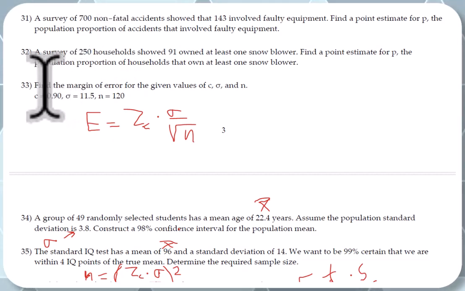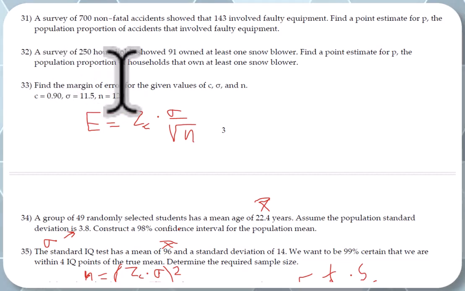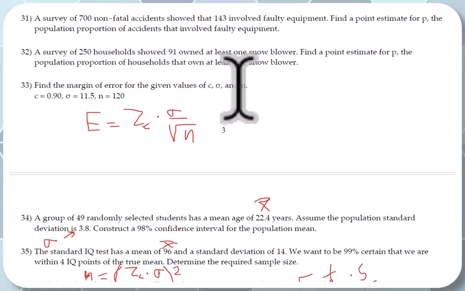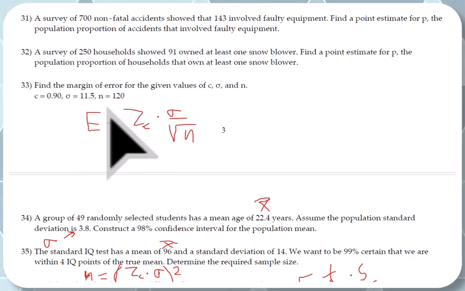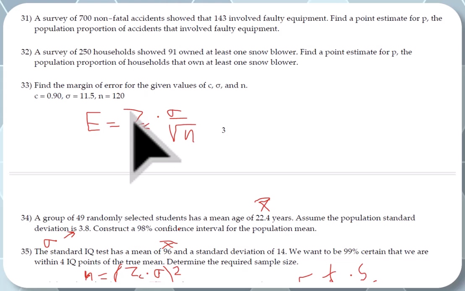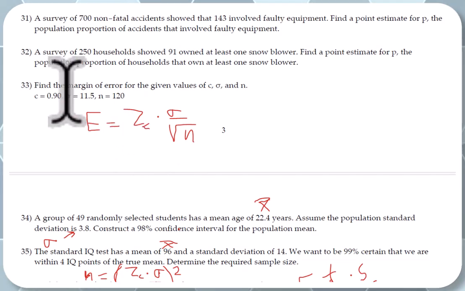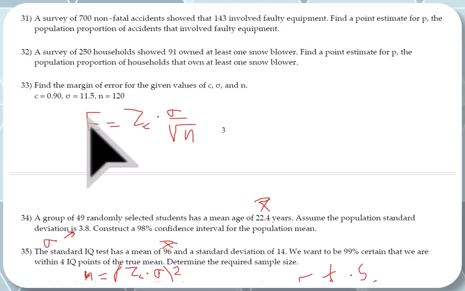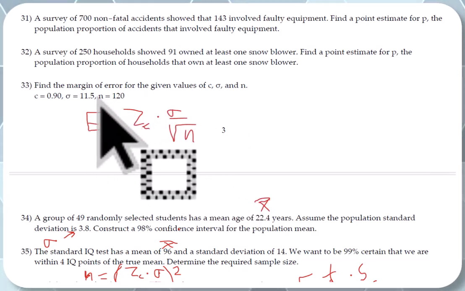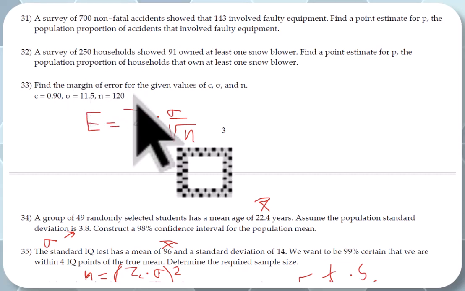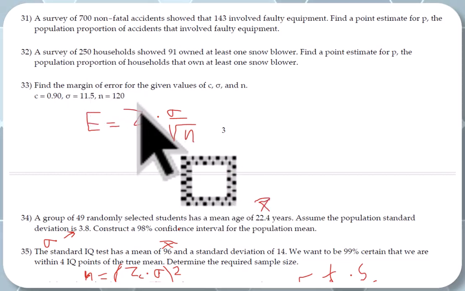Number 33. Find the margin of error for the given values of C, sigma, and N. I will provide the formula. You don't need to memorize them. So E, the formula of the margin of error, is ZC here because he gave me sigma. When he gives you sigma, you have to work with the standard normal distribution. So E is ZC times sigma divided by square root of N. Sigma is 11.5, N is 120. All we need to find is ZC.